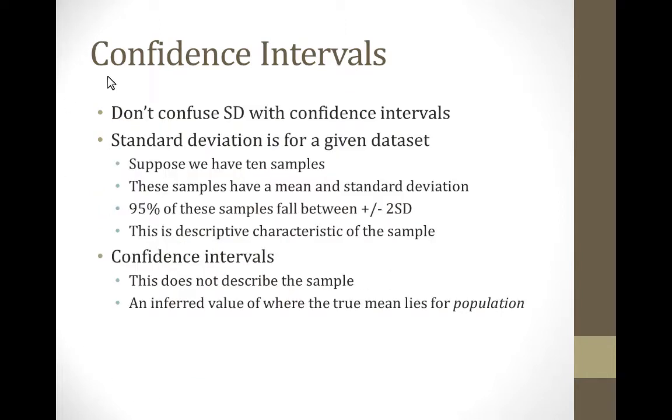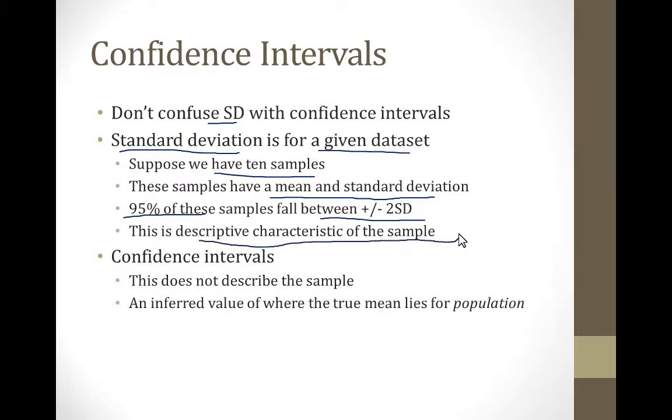Now, it's very important that you don't confuse the 95% confidence interval with the standard deviation. Remember that I said that plus or minus 2 standard deviations includes 95% of a data set. That's completely different from the confidence intervals. The standard deviation is for a given group of data points. So suppose we have 10 samples. These 10 samples have a mean and a standard deviation, and 95% of these samples are going to fall between the mean plus or minus 2 standard deviations. This is purely a descriptive characteristic of the data set and all the samples.